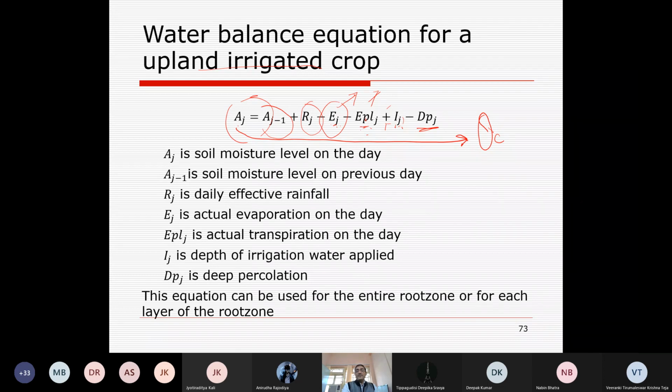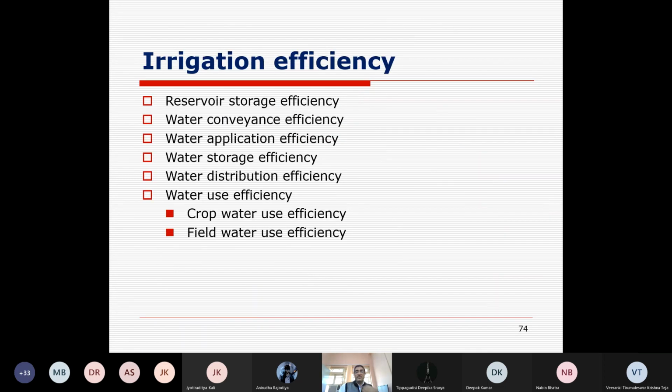This is written for a particular layer. This kind of equation can be used for the entire root zone depth, or for each layer of the root zone. Either we assume a layered system, or we can even calculate a single layer. It depends on our requirement of accuracy. So this is the basic idea about irrigation scheduling.